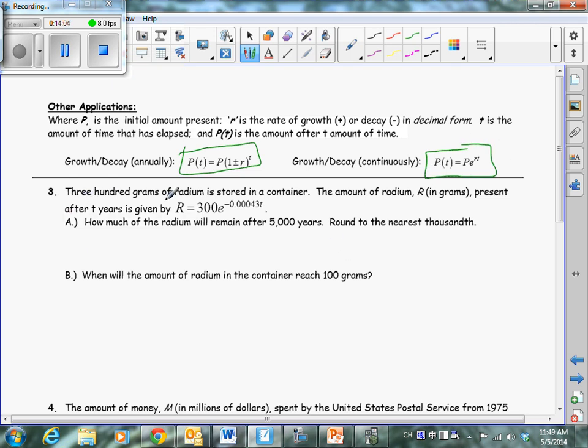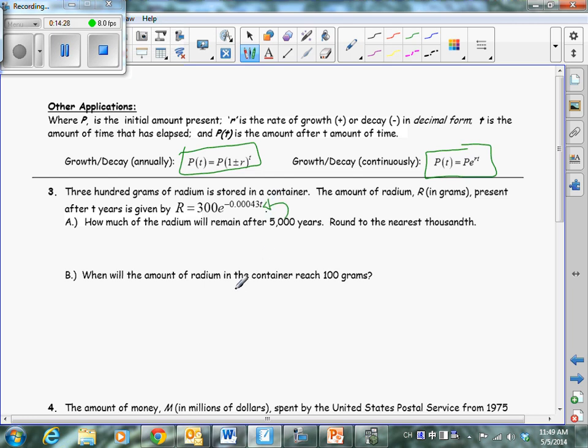Now, 300 grams of radium is stored in a container. The amount of radium R in grams present after t years is given by R. Now, here the formula is given. How much of this will remain after 5,000 years? All you got to do is plug in the 5,000 for t, and you will get your answer.